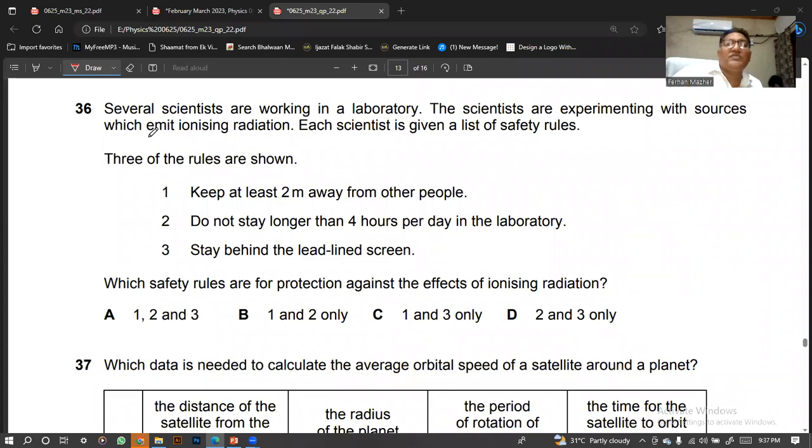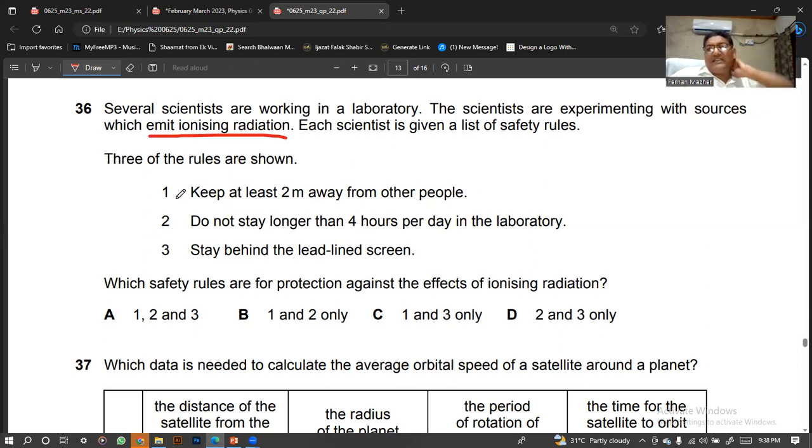This is which is emitting ionizing radiation. Ionizing radiation can be alpha, it can be beta. Each scientist is given a list of safety rules. Keep at least 2 meters away from other people. Do not stay longer than 4 hours per day in the laboratory. Stay behind the lead screen. Which safety rules are for protection against the effects of ionizing radiation?